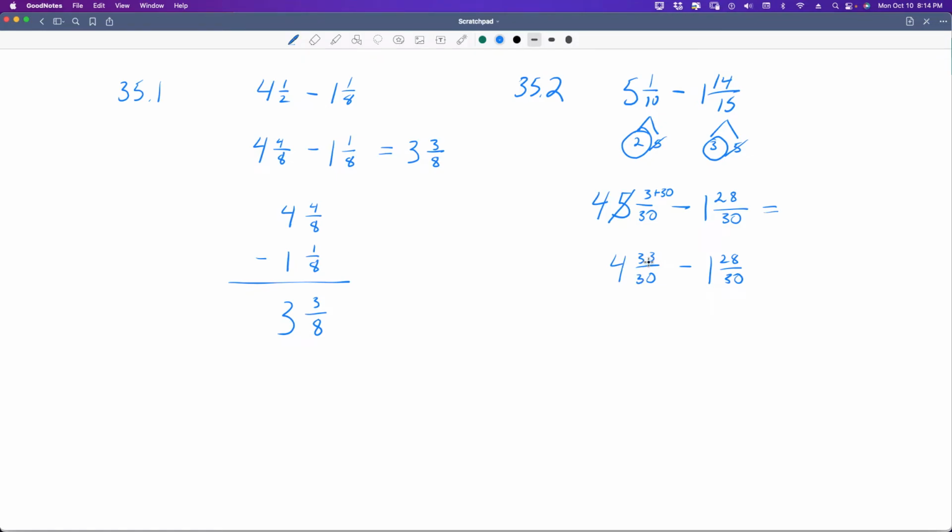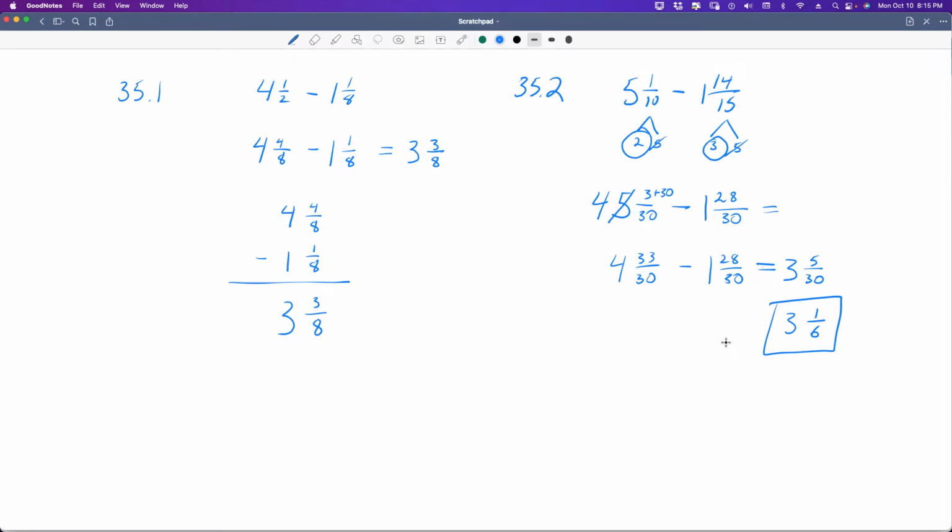So that's what we're going to do now. We're starting with the whole number. 4 minus 1 is 3, and 33 minus 28 is 5 over the denominator of 30. We know that 5 over 30, these are two numbers that have factors in common. So we can divide and reduce this fraction: 5 divided by 5 is 1, and 30 divided by 5 is 6. So the answer to this question is going to be 3 1/6.